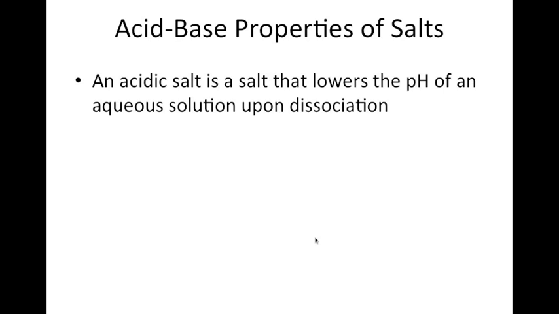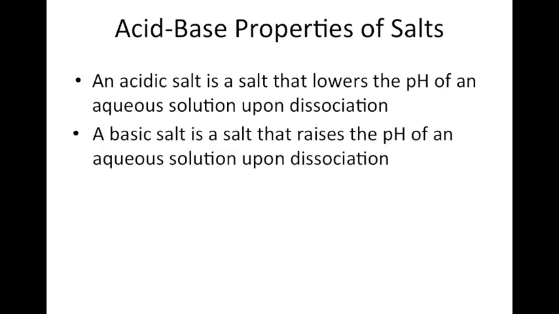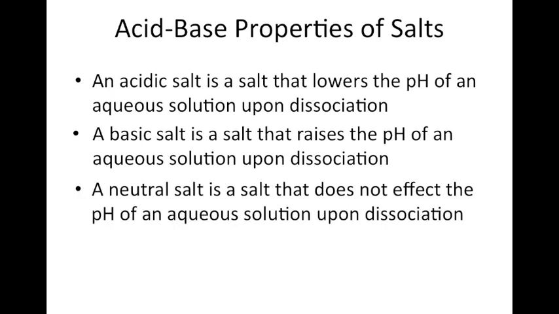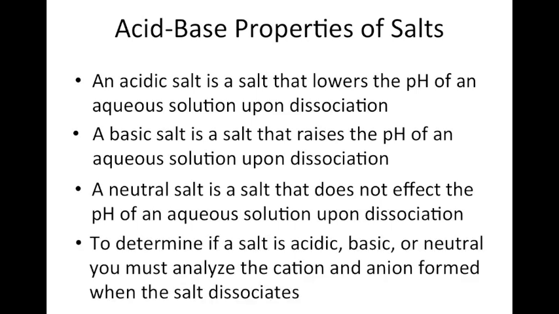So some salts can be acidic, and what that means is that when the salt dissociates in water, the pH of the solution is lowered below 7. Also, a salt may be basic. When it dissociates, it may increase the pH of the solution above 7. A neutral salt, when it dissociates, has no effect on the pH of the solution.